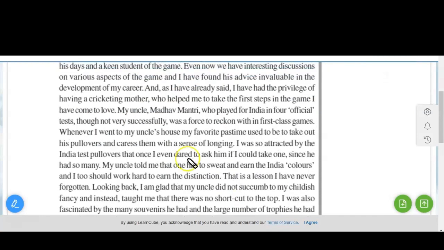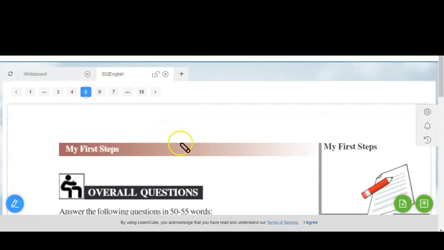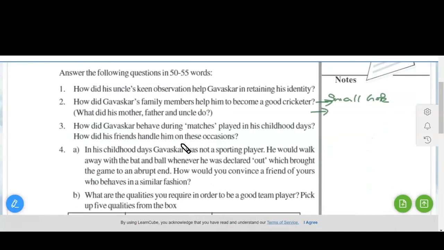Then how his uncle helped him is that he encouraged him to sweat and earn India's colors. That means he has to work hard to earn the distinction, or work hard to get into the cricket team, and this way he advised him. Let's go back to page number 5. So this way all three people have helped him in their own ways.